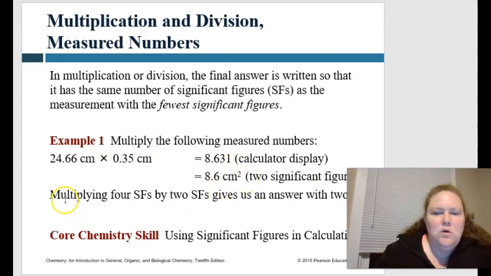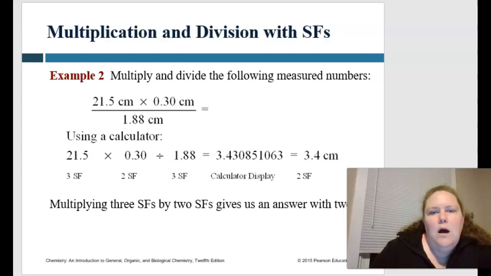Okay, and so multiplying 4 sig figs by 2 sig figs gives us an answer with 2 significant figures, again because we go by the lowest number of significant figures. And so this is what we're doing to use significant figures in calculations. Okay. We can use this with multiplying and dividing.